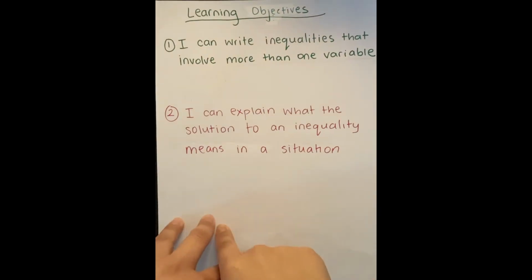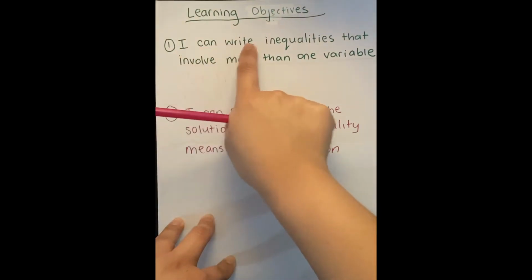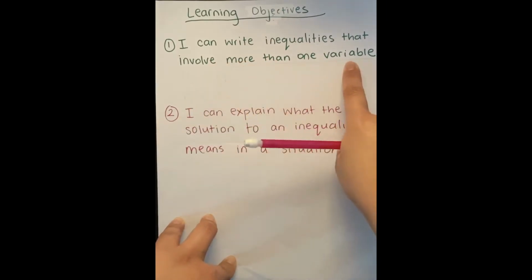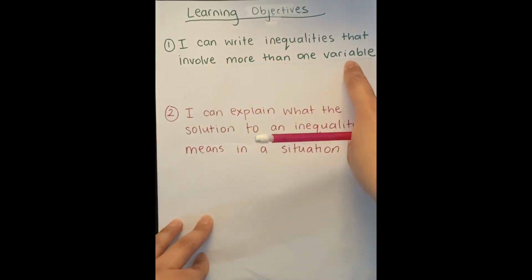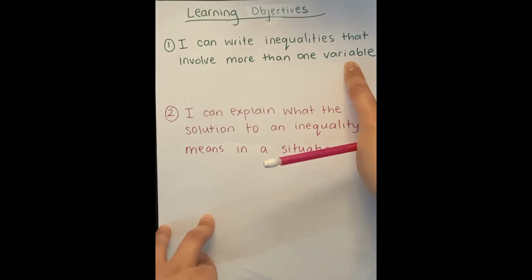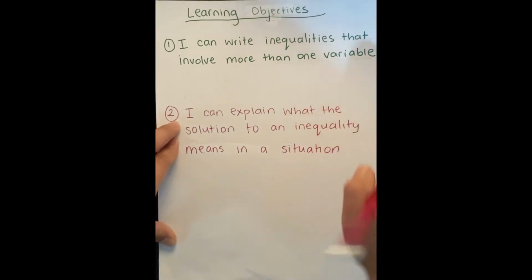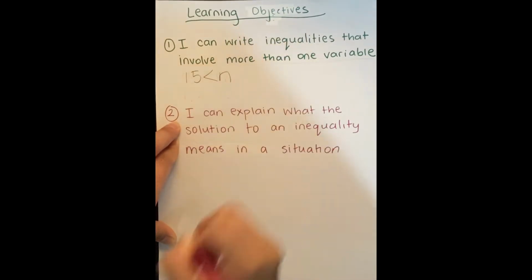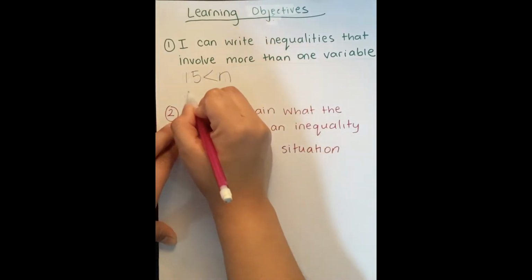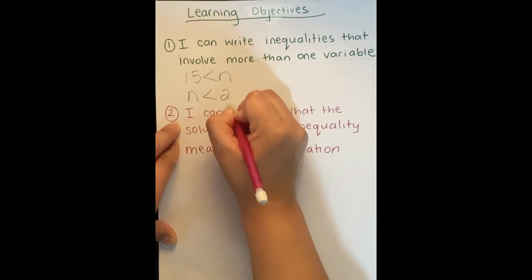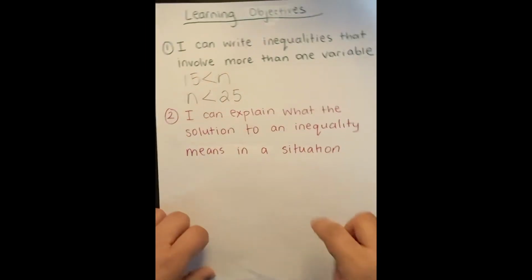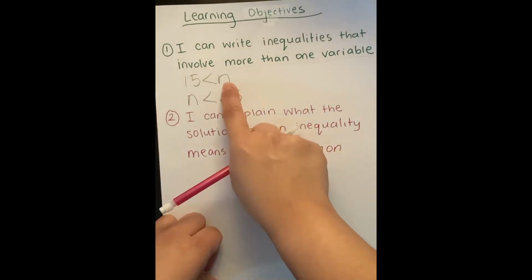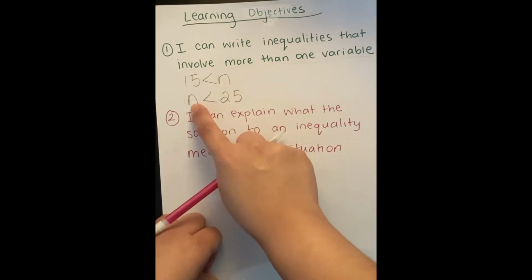Today's first learning objective is I can write inequalities that involve more than one variable. In Noah's problem, we saw two inequalities. The first one was 15 is less than n. And we also saw n is less than 25. These two inequalities only have one variable, the n.